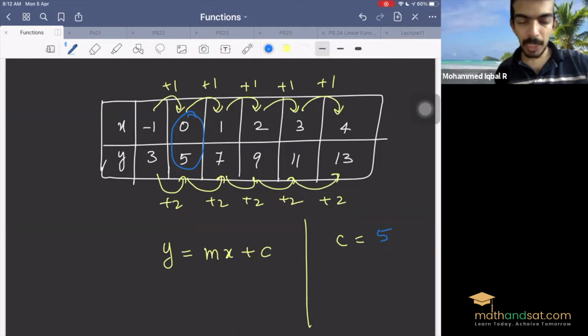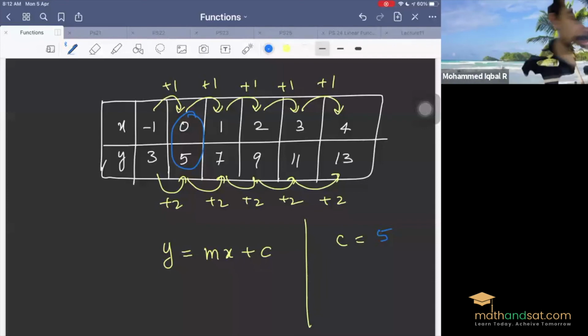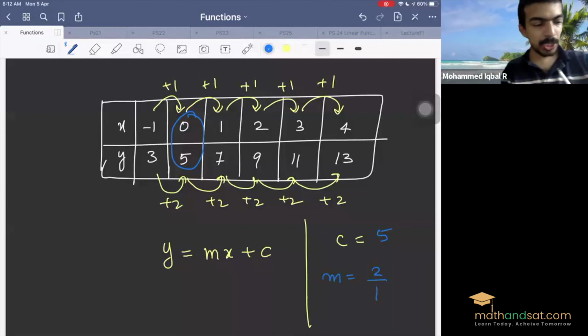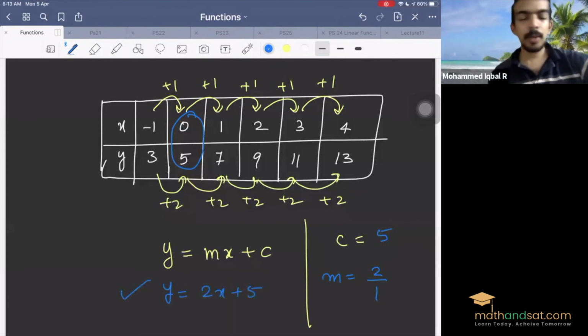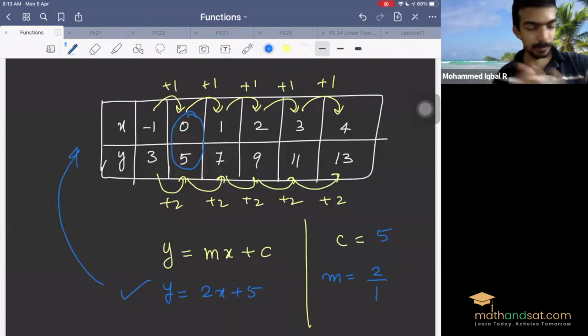Yeah. m is nothing but change in y over change in x. What is change in y? Plus 2 by plus 1. Your m value is 2 over 1, because everywhere when the change in x is 1, the change in y is 2. Simple. Your y value is 2x plus 5. Please check if it matches. Take some ordered pairs and check if it matches.